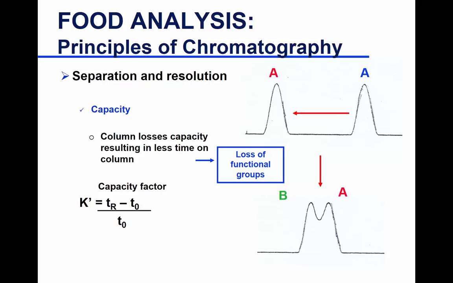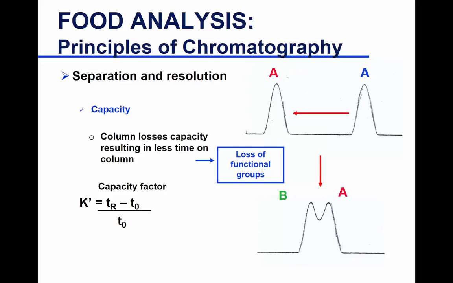And when you lose capacity, retention becomes less on the column. Your samples elute faster because they're not retaining on the column anymore. If they come out faster, then coelution occurs. There's not enough interaction with the column to delay them anymore. So this is the function of the capacity factor. It has to do with the retention time, the retention time minus the void volume retention time, over the retention time of the void volume. When this becomes smaller, it makes it a lower capacity. So the K prime becomes smaller when the TR becomes smaller.